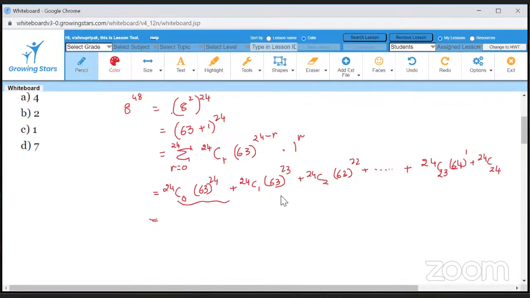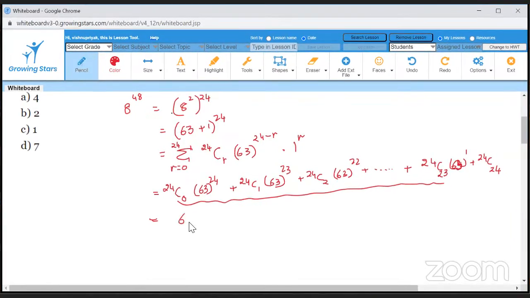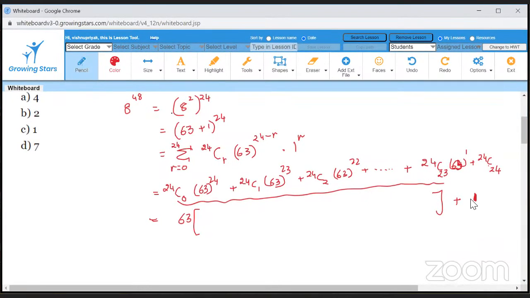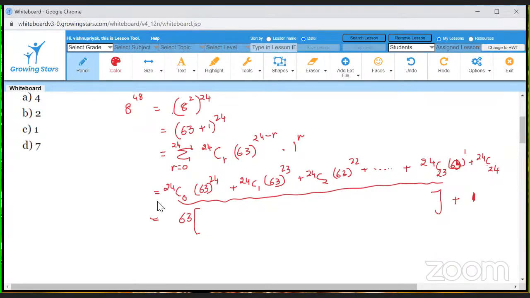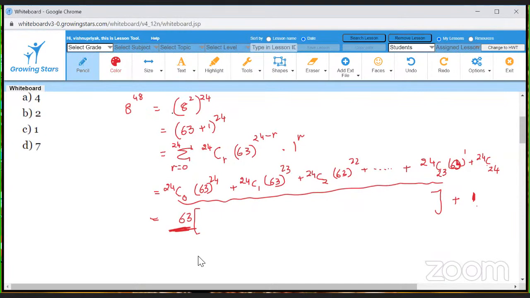In all these terms, you see 63. So that 63 can be taken common from all. And then last term will be 1. So this 8 power 48, when you divide by 63, a remainder of 1 is left.